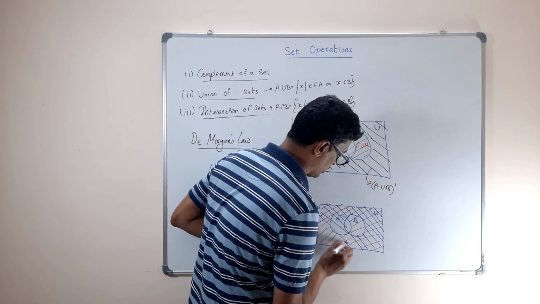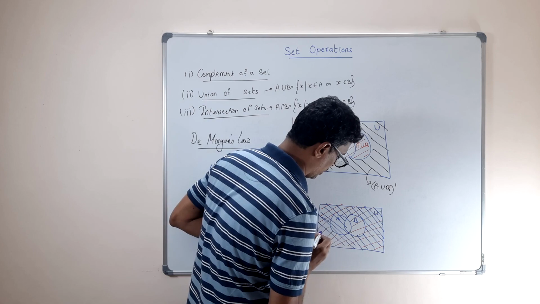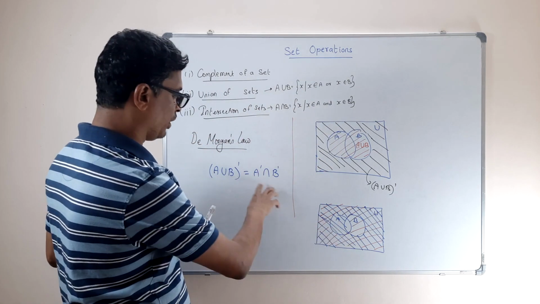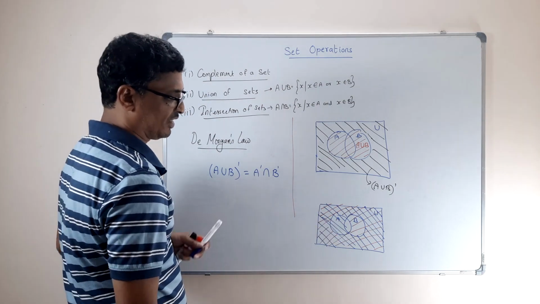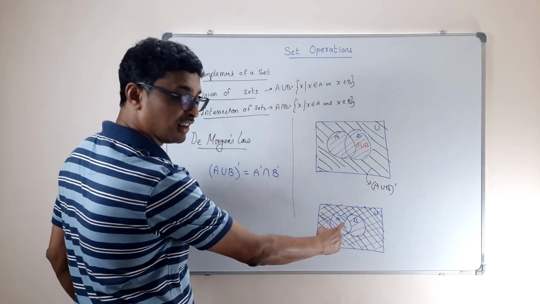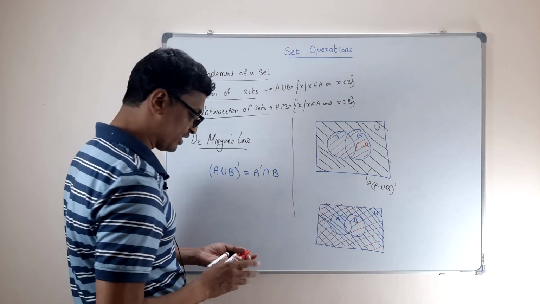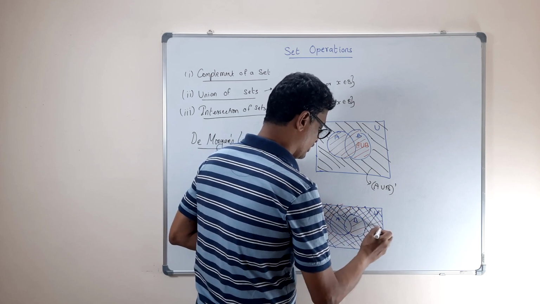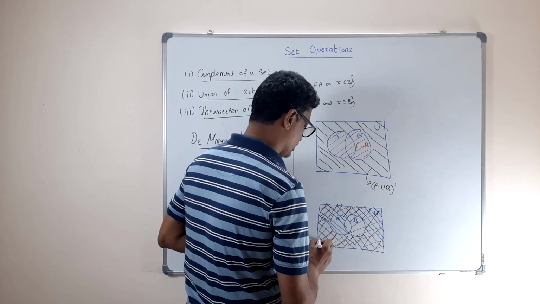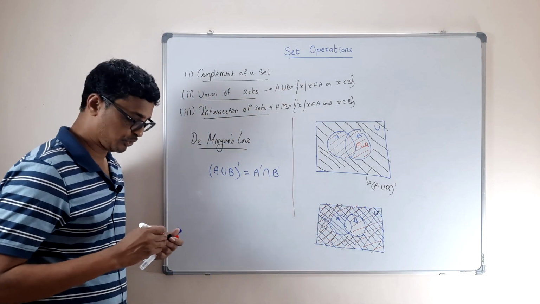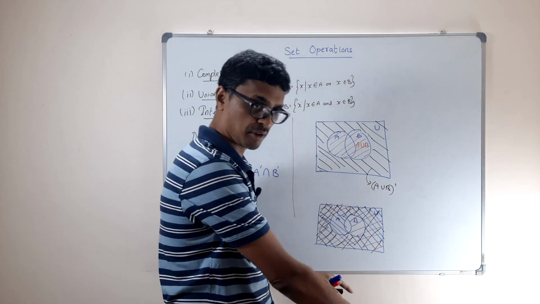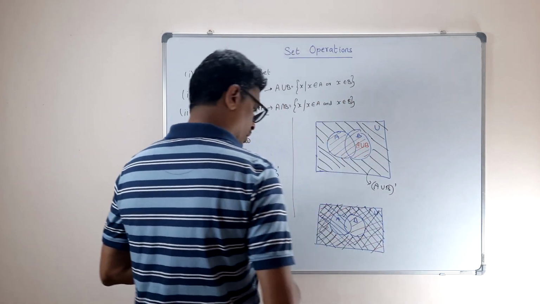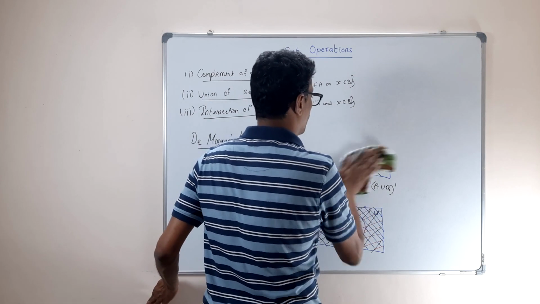Am I right? This is your complement of B. Now the union of these complements, the common portion: this portion is not common, this is also not common, only the outside is common. Correct? So what do you have? You will get these portions. In the exam you have to draw separate figures, not a single figure like this. So this is De Morgan's law.